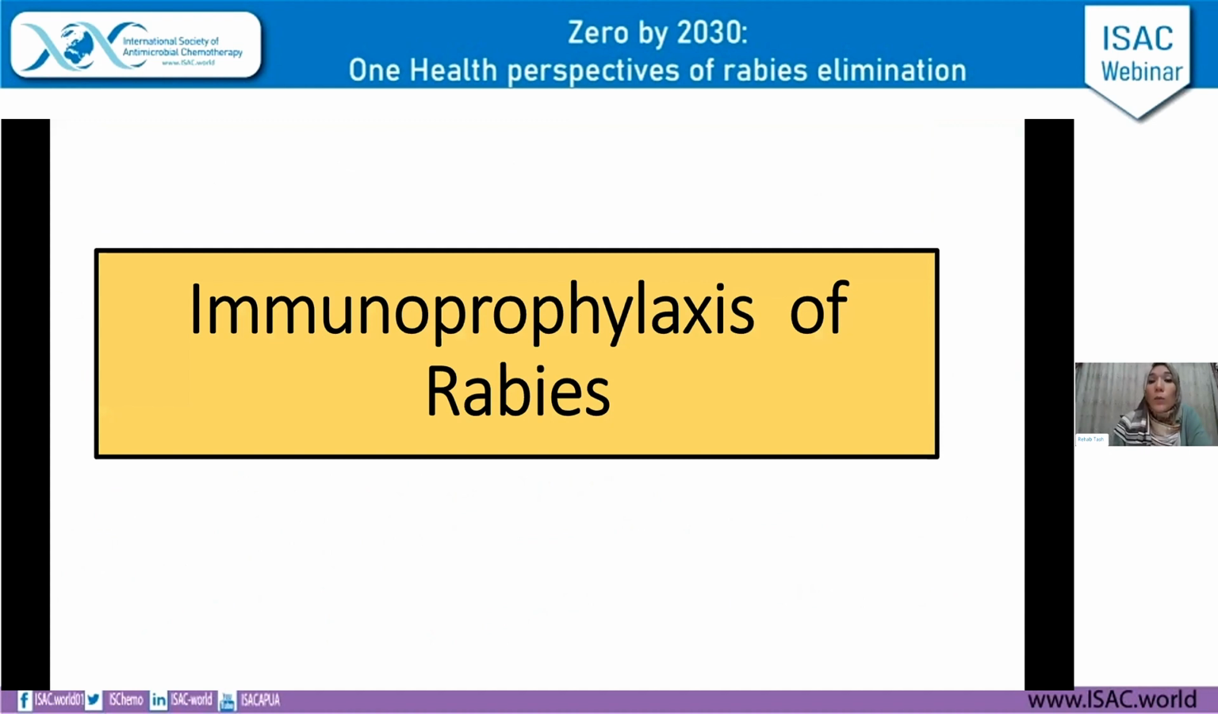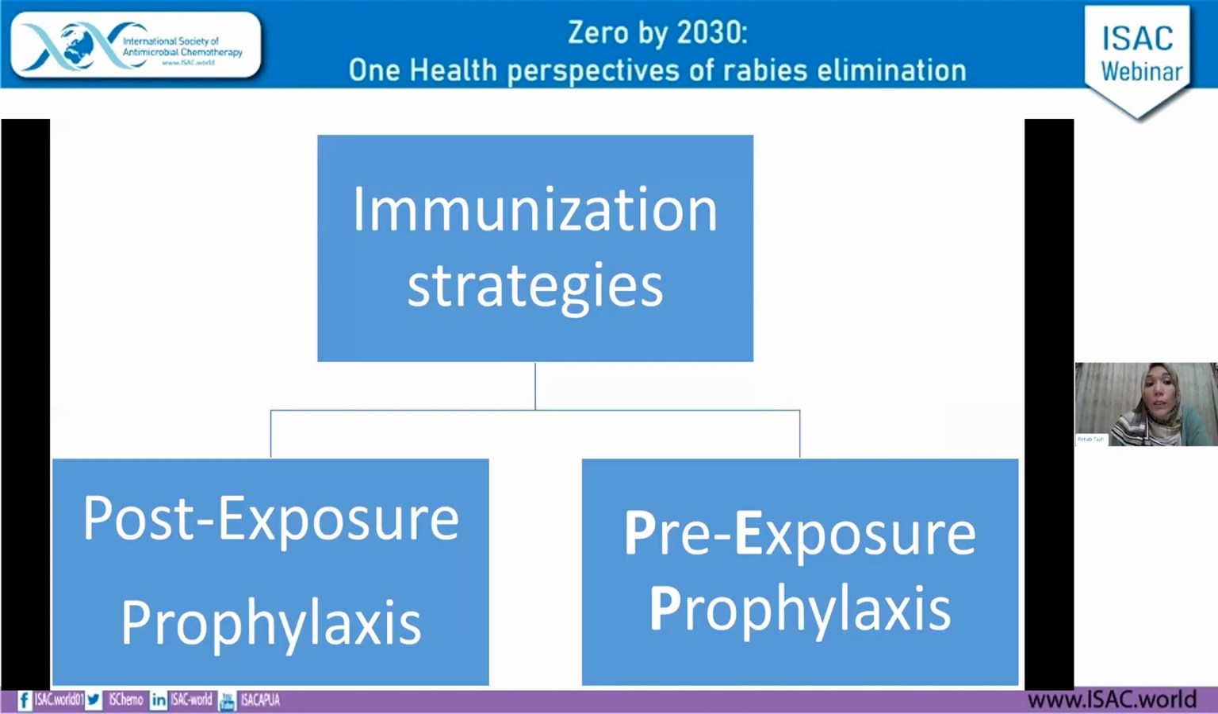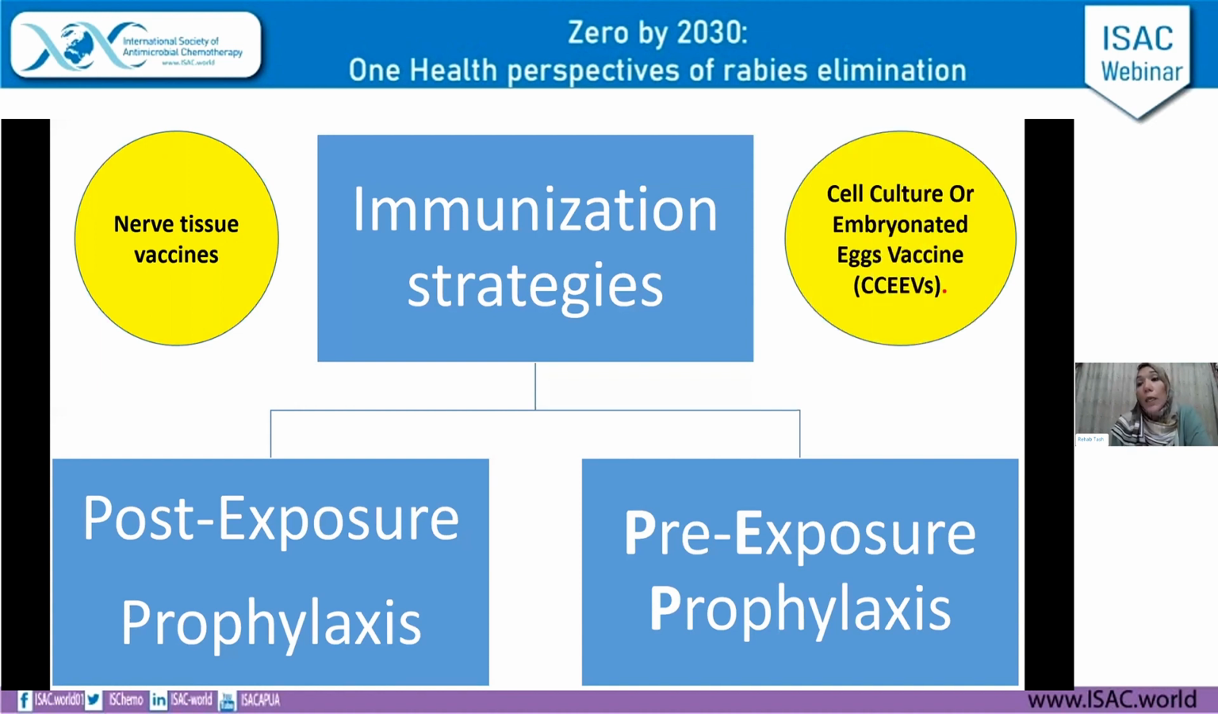So what is the immunoprophylaxis of rabies here? It has gone through many updates, and the WHO recent update of 2018 recommends post- and pre-exposure prophylaxis using the cell culture or embryonated egg vaccine. This is the recommendation now. Still, nerve tissue vaccines are produced and marketed in some developing countries, and the promotion of the new vaccine should be ongoing.